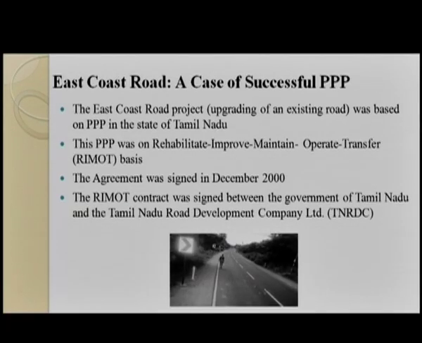Now, after discussing this case of failure, let me also discuss a case of success in reformed India. This is the East Coast Road project. Upgrading of an existing road was based on PPP in the state of Tamil Nadu. This public private partnership model was on a rehabilitate, improve, maintain, operate, transfer basis, the RIMOT model. The agreement was signed in December 2000. The contract was signed between the Government of Tamil Nadu and the Tamil Nadu Road Development Company Limited.